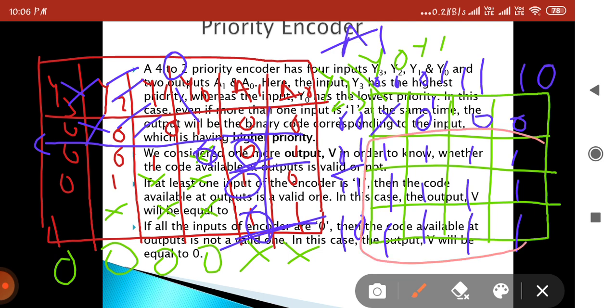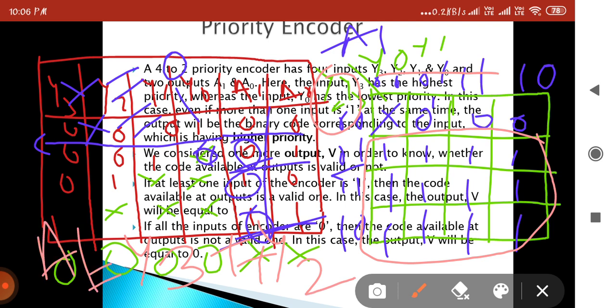In the whole term, only Y2 and Y3 are there. This column is not there. I am going to write I3 plus I2, that is Y3 plus Y2 equals to A1.